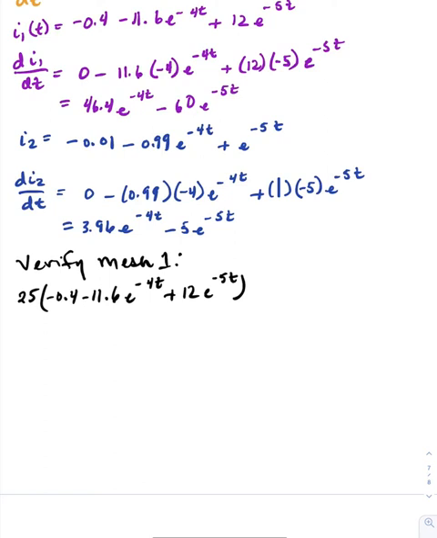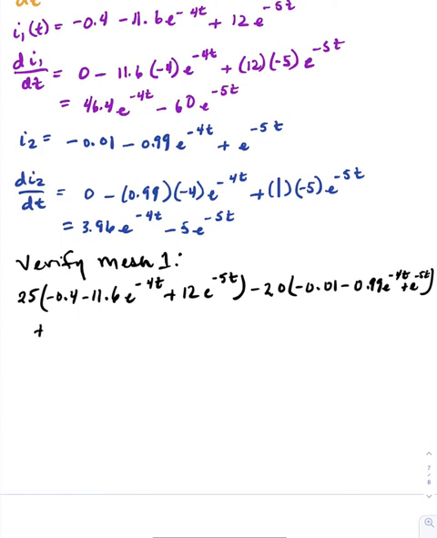Then it's minus 20 I2. Minus 20, and I2 is minus 0.01 minus 0.99 e to the minus 4t plus e to the minus 5t plus, oh, I should have put these together. Oh well.